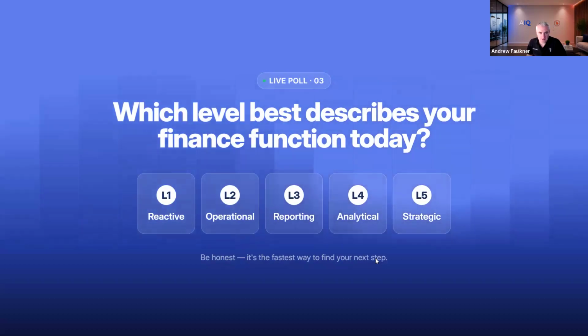So I think this is the last poll we have for today. You'll be happy to hear. So which level best describes your finance function out of those 5 at the moment? Be honest. It's the fastest way of helping you to decide what that potential next step could be.